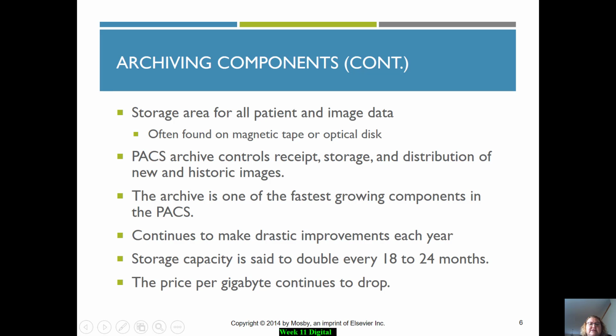Your PACS system is basically a way to control what we're storing. It's historic images, it's the new images that we've taken.